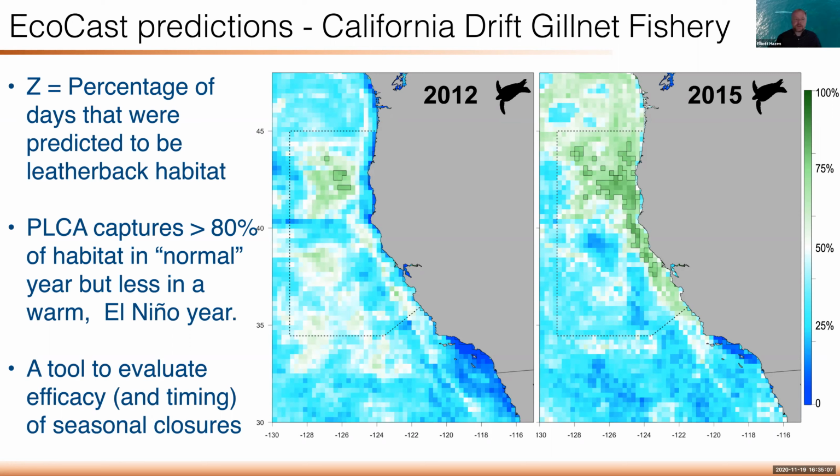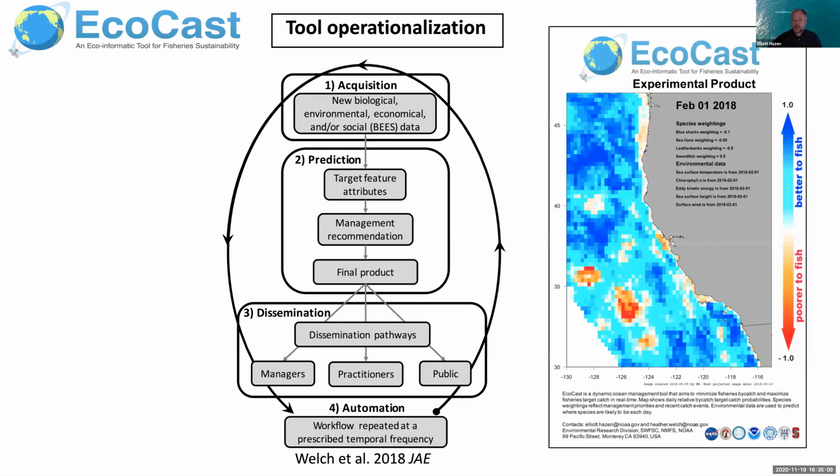So another important part about EcoCast and Whale Watch is they're not just a set it up and forget about it tool. There's a lot of work that gets done on the back end to essentially operationalize, to get the new biological data in step one, predict and create a final product as shown on the right for EcoCast. And then how do you disseminate this?